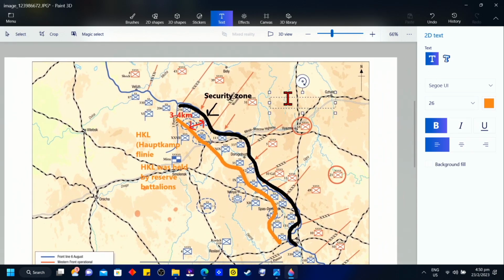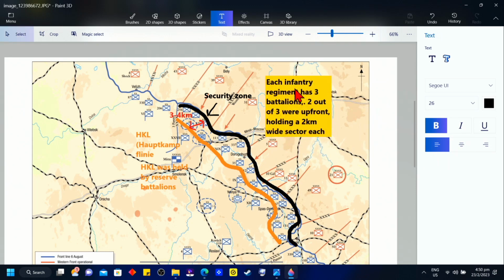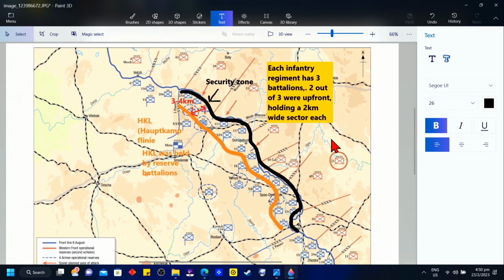Then the security zone defense is like, okay, each infantry regiment has 3 battalions. 2 out of 3 were up front, holding a 2 kilometer wide sector each. So this is how the security zone is organized, and the HKL was held by reserve battalions.